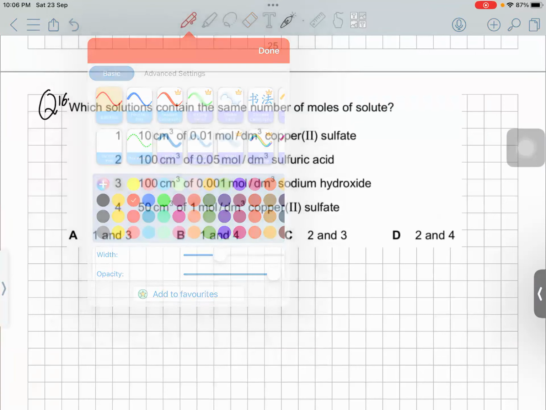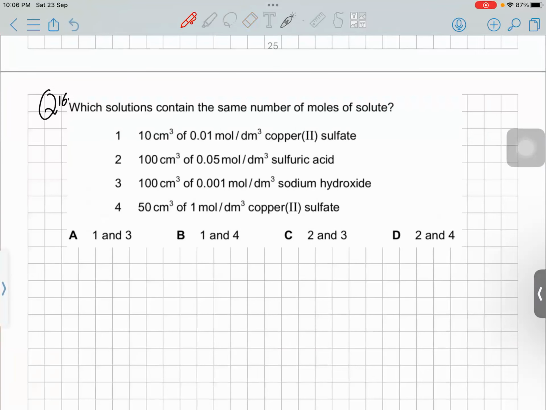Tell me, what will be the formula for moles? Concentration is equal to mole upon volume multiplied by 1000. So mole is equal to CV. Mole equals concentration multiplied by volume over 1000. Okay. Now the question number 1: 0.01 multiplied by 10 divided by 1000.